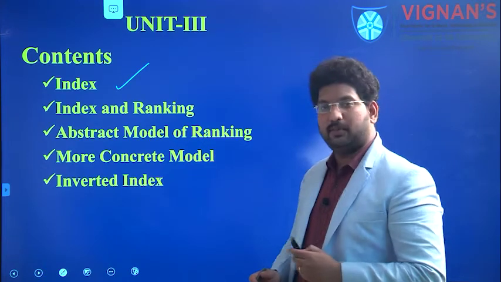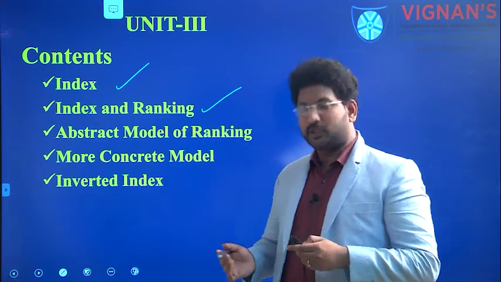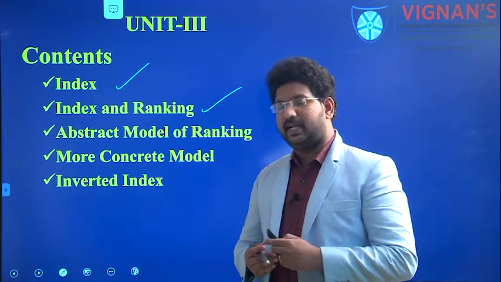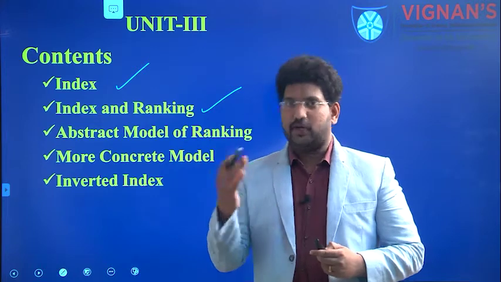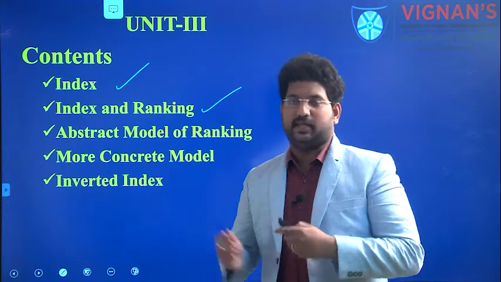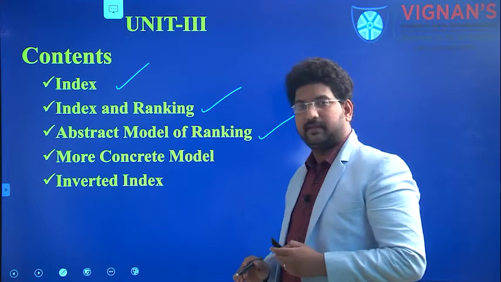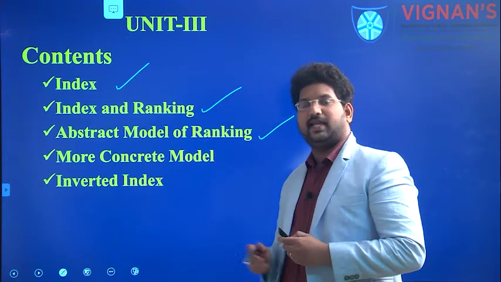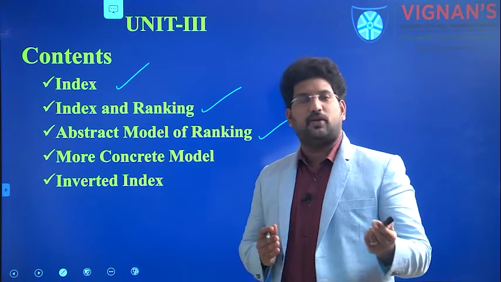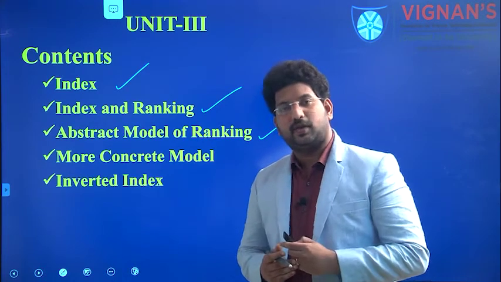The second concept is about index and ranking: how the index and ranking play an important role, and how the ranking is associated with the index as part of retrieving documents. We are trying to understand a few of the models. The next topic is the abstract model of ranking. As part of this, we are going to know how this abstract model of ranking works and how effectively the document score is generated.